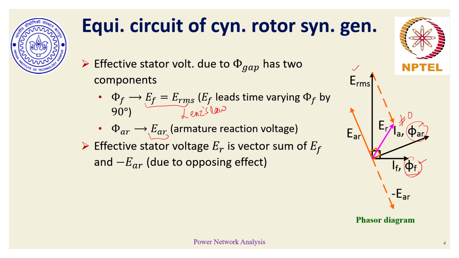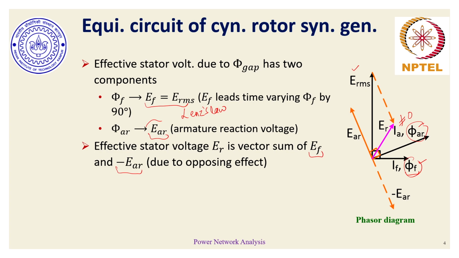Every action has an opposite reaction. Since the rotor flux is inducing voltage in the stator, the stator is trying to oppose this induction through this reaction voltage. Hence the effective stator voltage which appears on the stator windings is the vector sum of the induced EMF EF and the opposing action of the armature reaction flux, because of the negative opposing effect by Lenz's law.